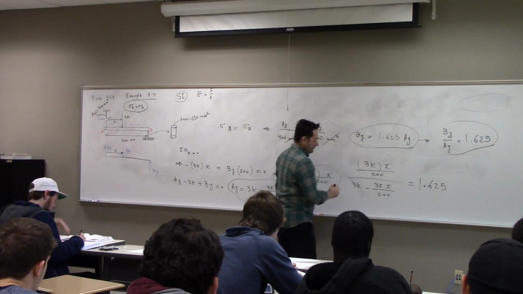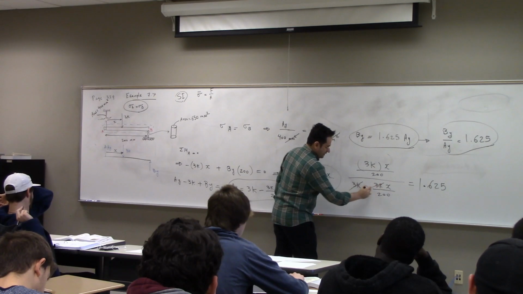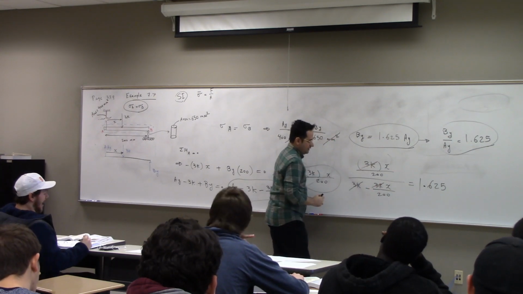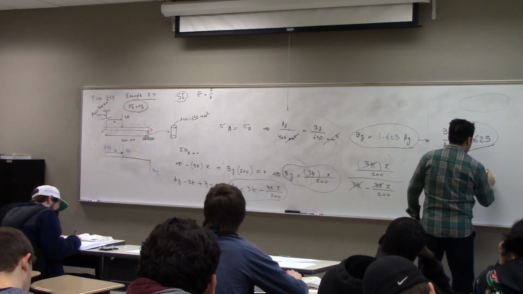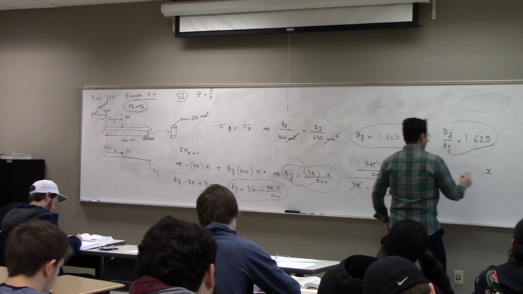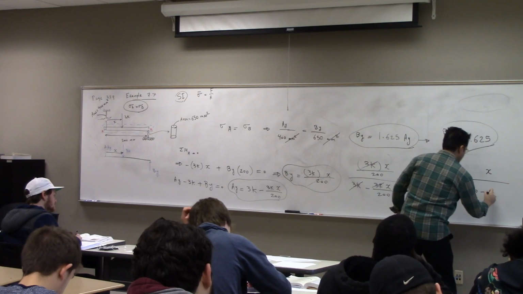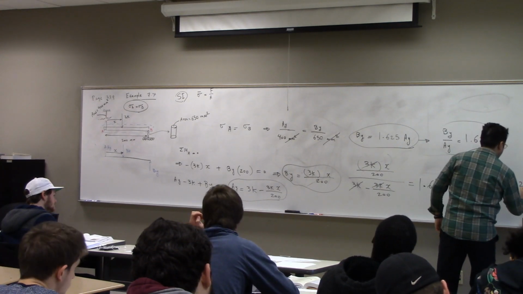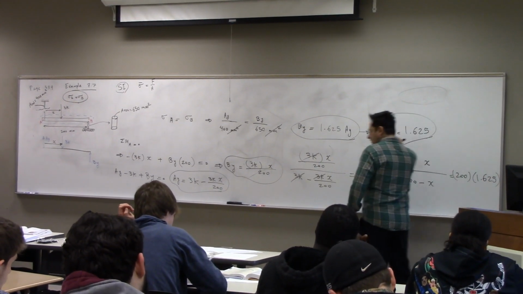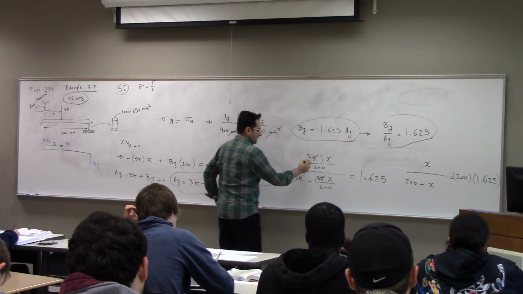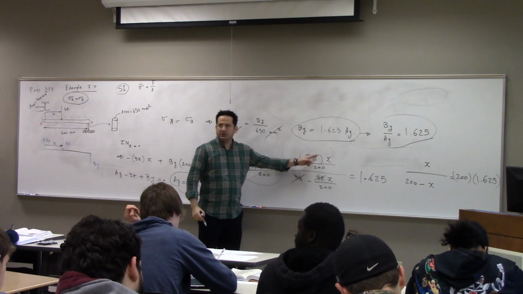Well, first of all, let's get rid of 3k. If you get rid of 3k, you factor out, and then multiply by 200. So the top becomes x, and the bottom becomes 200 minus x, equal to 200 times 1.625. The 3k cancels out with the 3k here, so you get 1 minus x over 200, x over 200.